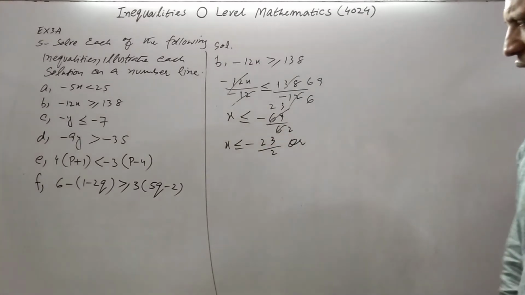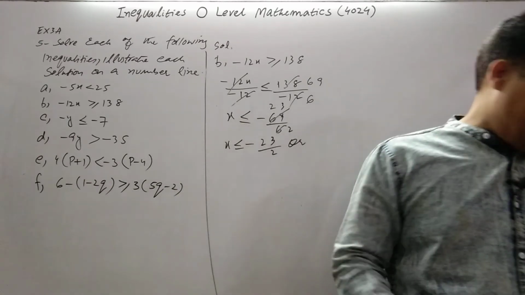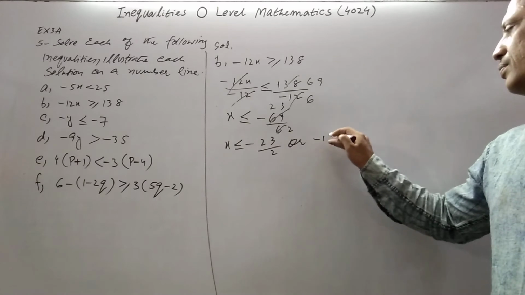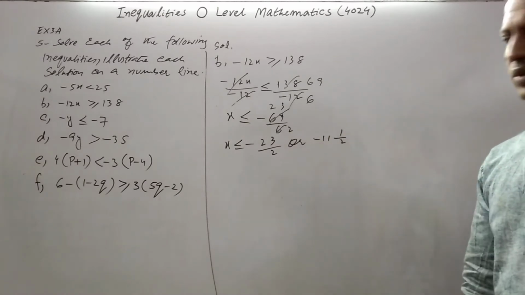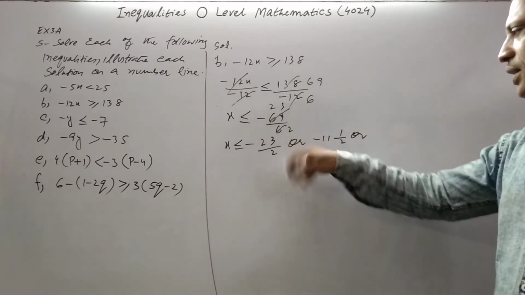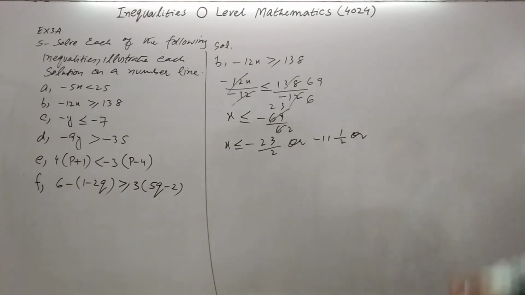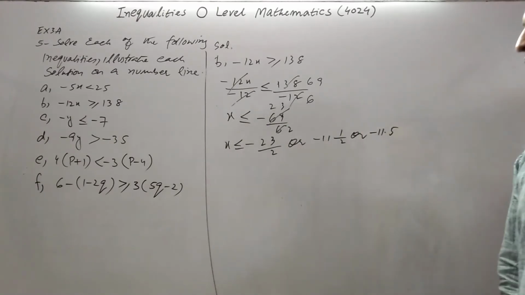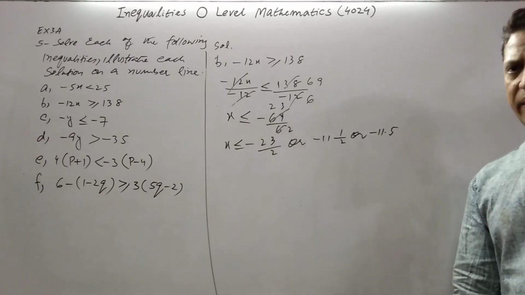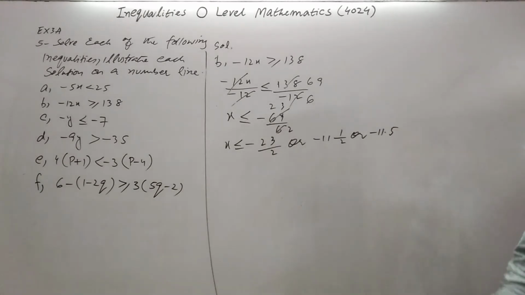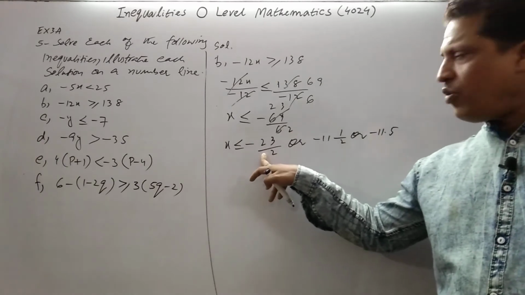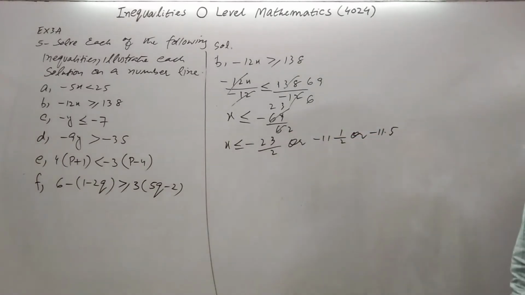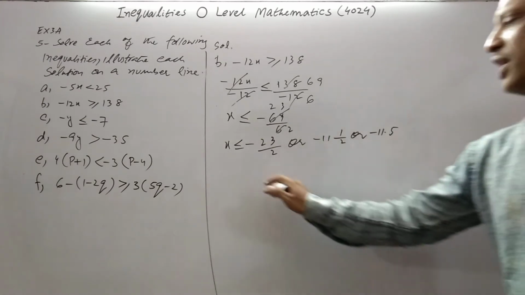or you can write in the form of a mixed number, minus 11 whole 1 upon 2, or in the form of a decimal, minus 11.5. So all answers will be acceptable if you write minus 23 upon 2, or minus 11 whole 1 upon 2, or minus 11.5. Now how to show it on a number line?